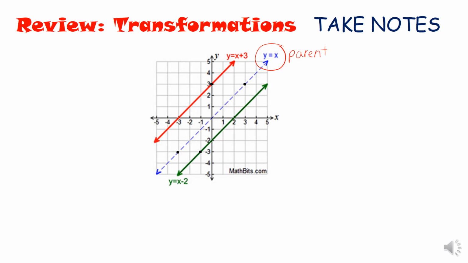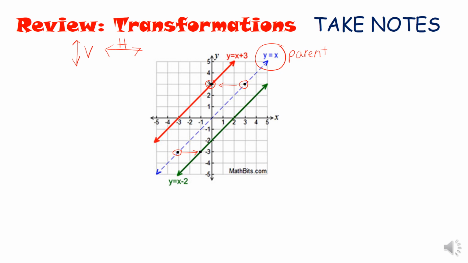So translations are up and down, which is vertical, and side to side, which is horizontal. Just looking at a graph, especially a linear graph, we can only tell which way it's moving if we have a corresponding point. They gave us these corresponding points, so we know that this is a horizontal movement.